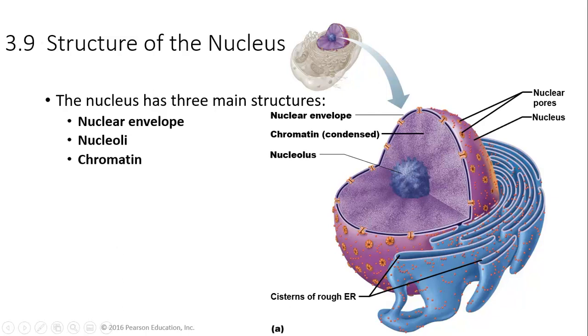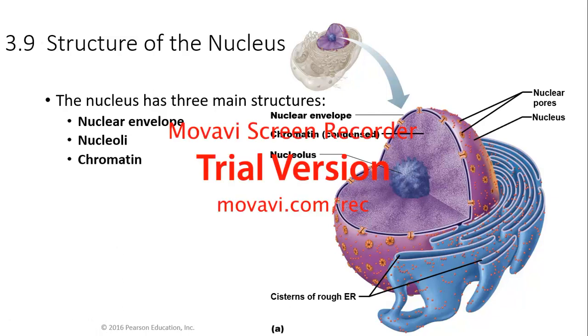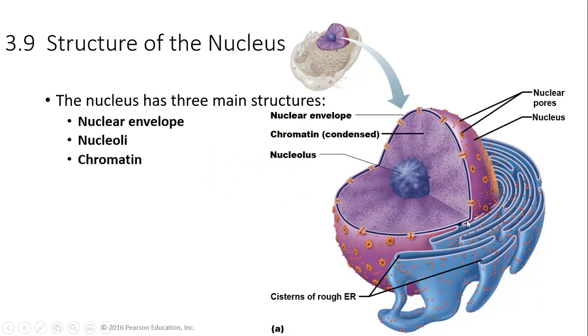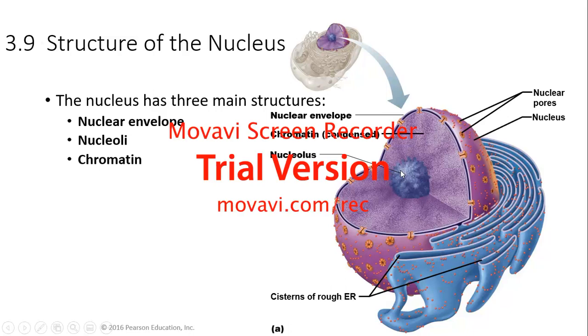All right, so here's showing you the structure of the nucleus. Again, you have the nuclear envelope, okay? You see right here, this is the nuclear envelope. And you also see that the nuclear envelope is continuous with the endoplasmic reticulum, okay? You see right here, this big dark circle inside the nucleus? That is the nucleolus, okay?